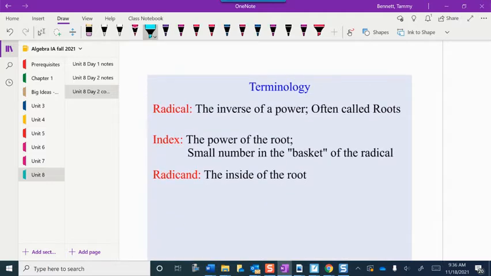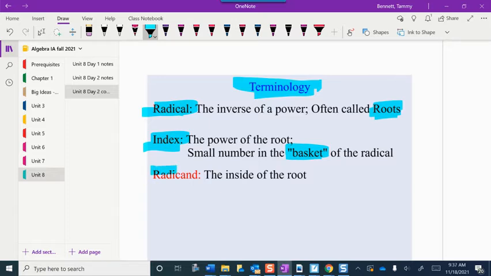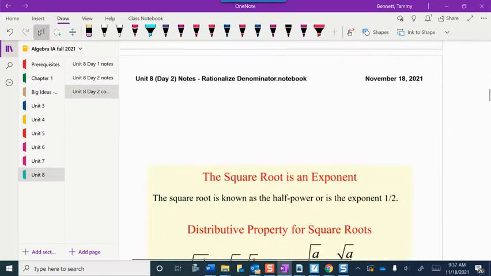Words of the day, terminology. A radical, the inverse of a power, it's often called the roots. I may say the word root. Index, the power of a root, small number in the basket of the radical. We'll talk about that in a minute. And radicand, the inside of the root. So what's under the square root sign is what that means.